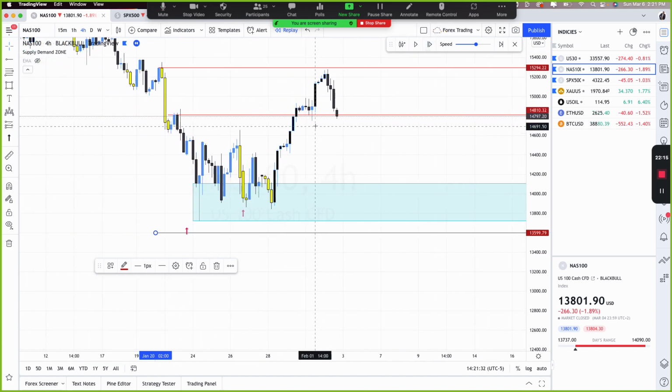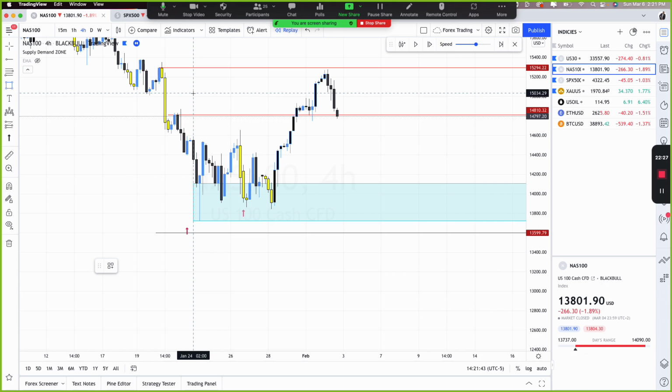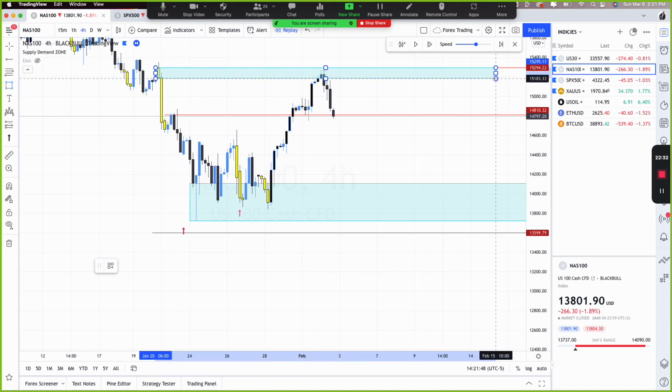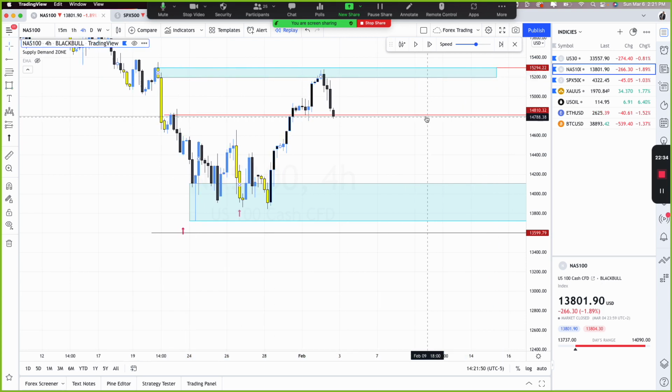Now, first target hit, second target almost hit. But this is what I didn't tell you all. I box up those pairs. Why? Not only is that my second take profit, that's also my first entry for the sell. Does that make sense? Let me know in the chat if that makes sense.